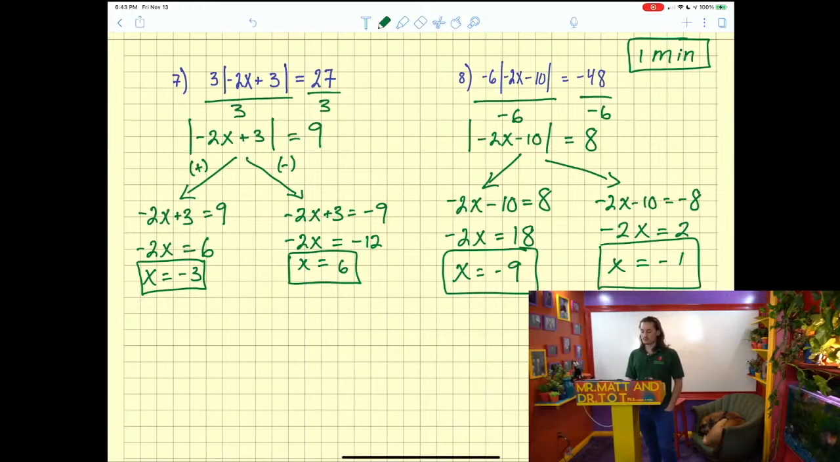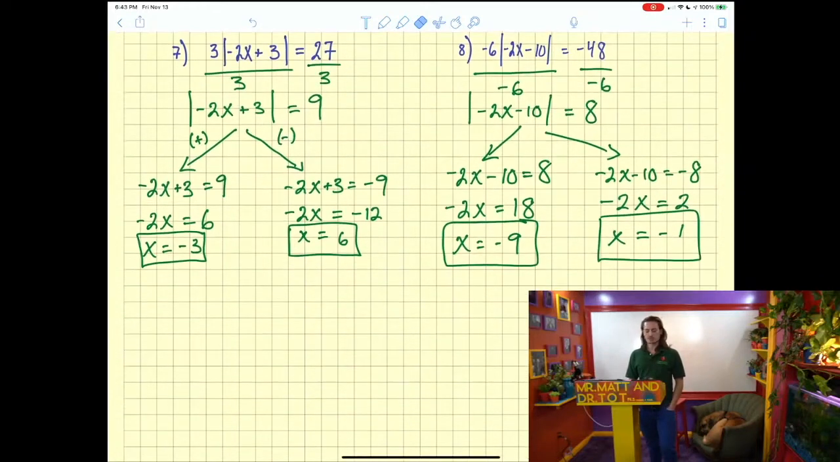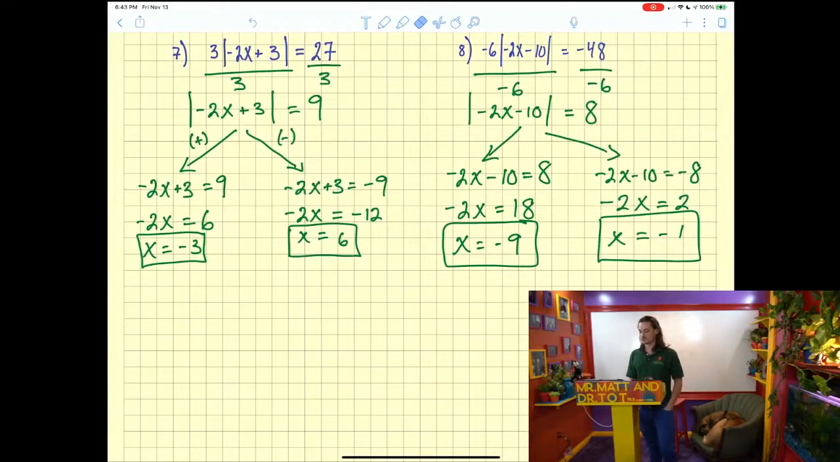In order to remove those absolute value bars, I need to consider the positive and the negative output. So I split that equation into 2 separate equations. Negative 2x plus 3 is equal to positive 9, and negative 2x plus 3 is equal to negative 9. Then I could subtract 3 on both sides. So I got negative 2x is equal to 6, and negative 2x is equal to negative 12. Dividing by negative 2, I got x is equal to negative 3 and x is equal to positive 6 as answers to number 7.